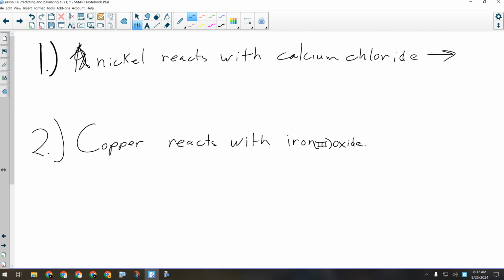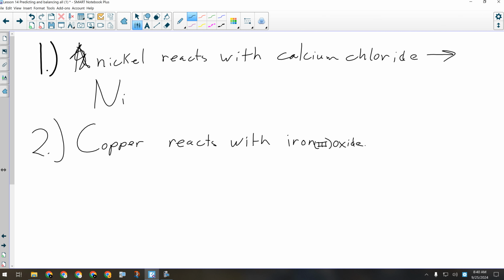Okay, I want you to write those two down and see if you can figure them out. You may run into a problem if you don't remember the one time we actually talked about what goes on with this situation. And that's all right, we'll cover it. So first step is write out the reactants, right?